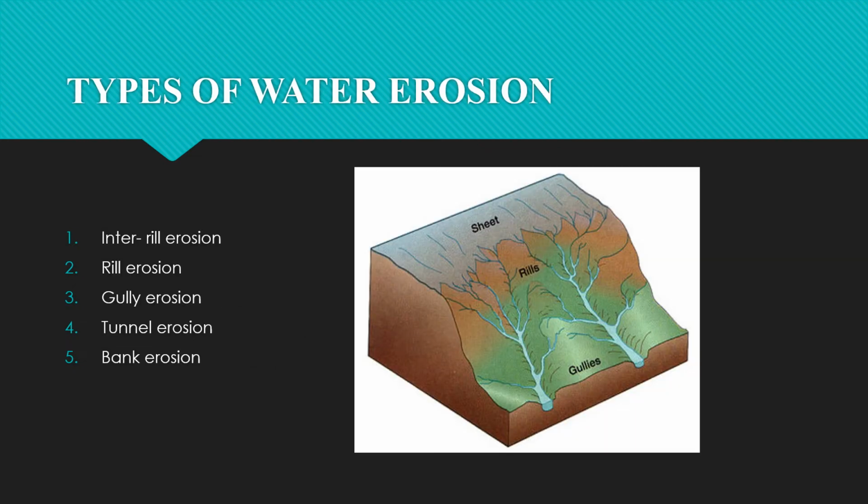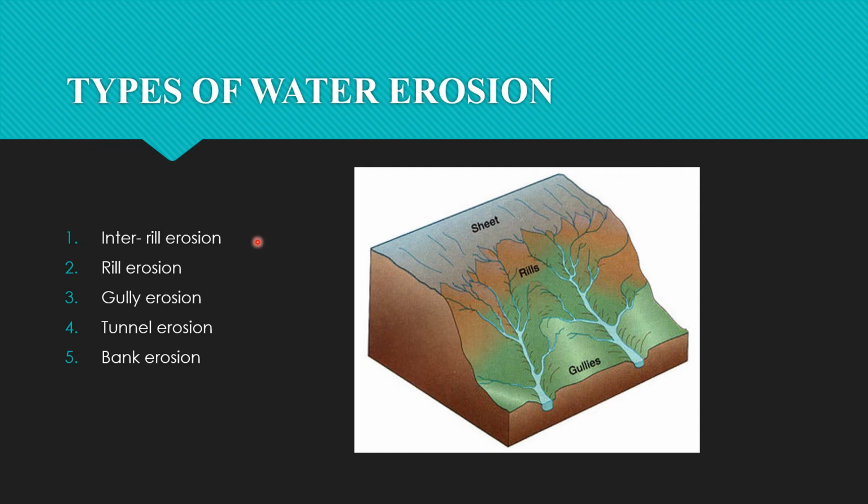Coming to the types of water erosion, there are rill erosion, gully erosion, tunnel erosion and bank erosion. Let us see what rill erosion is. In rill erosion, the flowing water cuts channels about 30 centimeters deep and causes detachment and transportation of the soil particles. Rill erosion can eventually evolve into gully erosion.